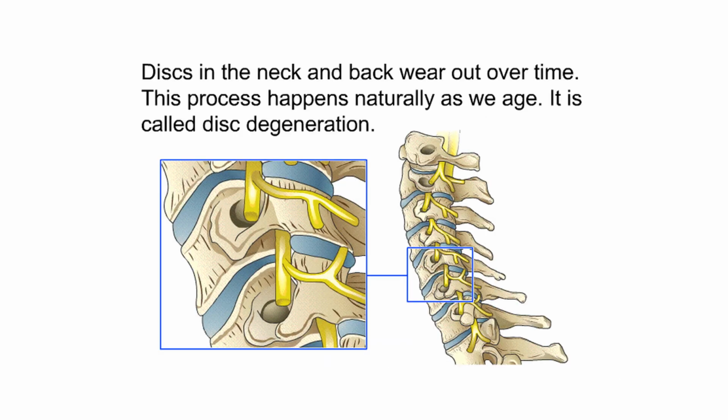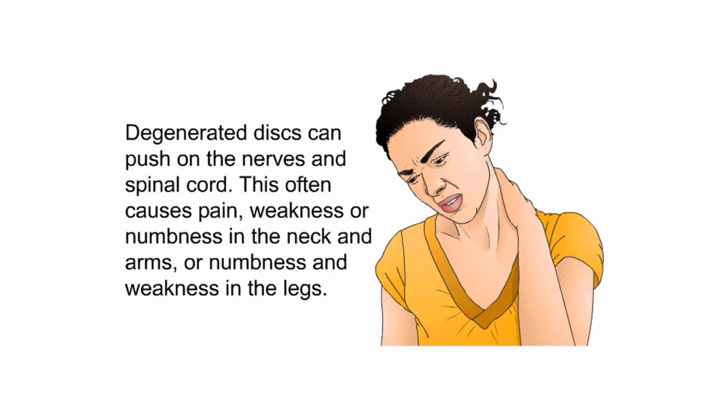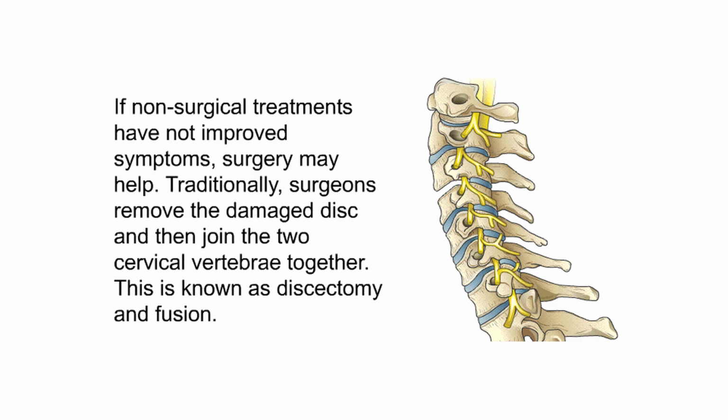Summary. Discs in the neck and back wear out over time. This process happens naturally as we age. It is called disc degeneration. Degenerated discs can push on the nerves and spinal cord. This often causes pain, weakness, or numbness in the neck and arms, or numbness and weakness in the legs.